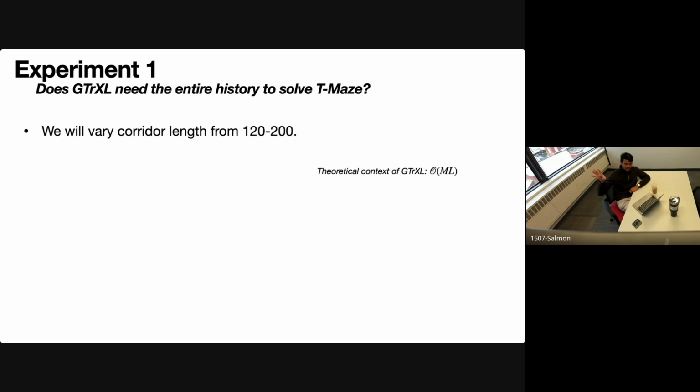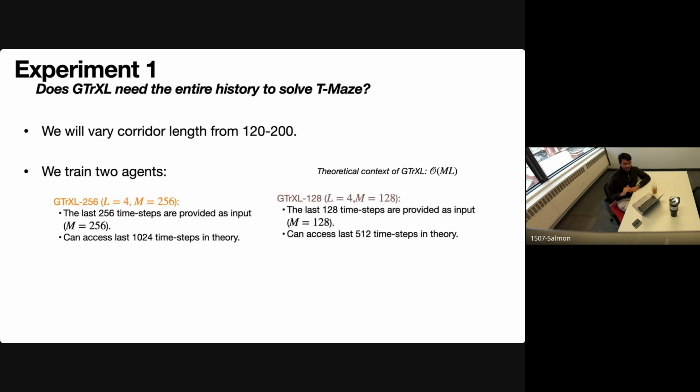Just as a side note here, the theoretical context length of GTrXL was big O of M times L. And we're going to train 2 agents. So the first agent we are going to train is going to have a memory of length 256, which means it's going to store the last 256 time steps as input. And the second agent that we are going to train is going to have a memory of the last 128 time steps.